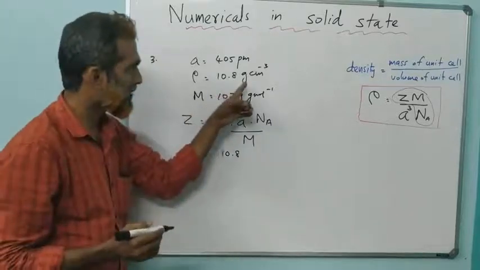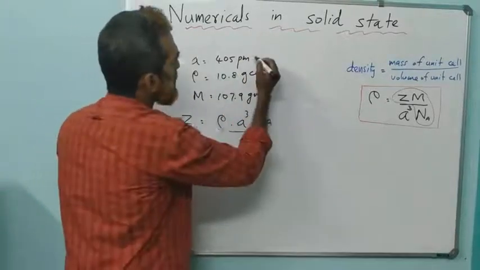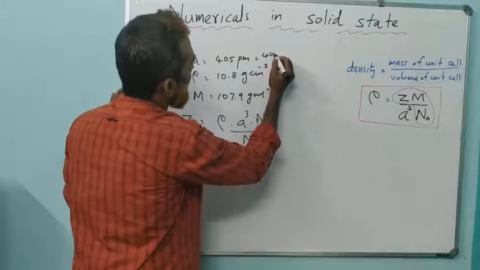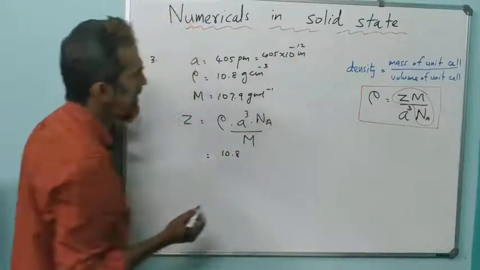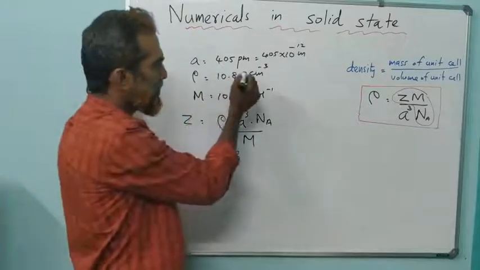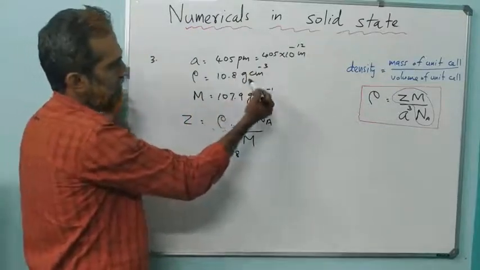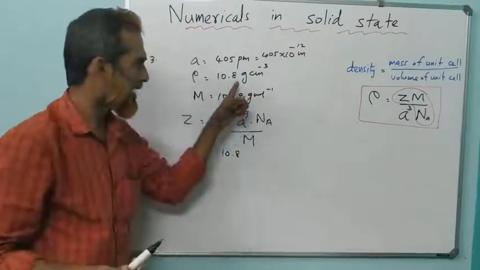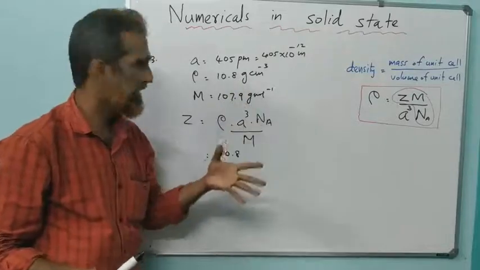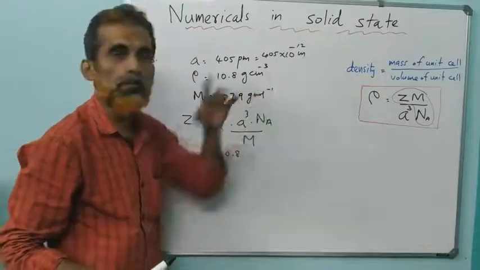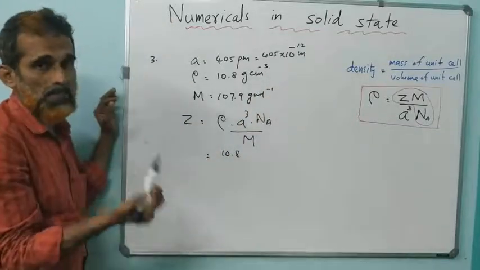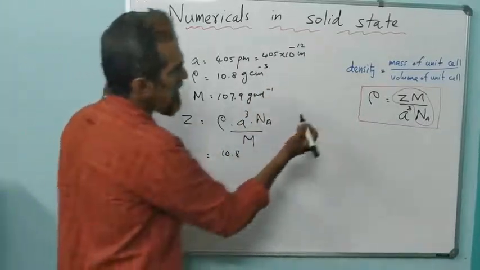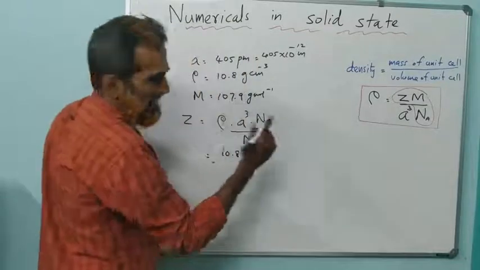See the unit. This is picometer, so this will be meter. 405 into 10 raised to minus 12 meter. This is to be converted into, of course, SI unit. If you keep it gram, it's okay, it will get cancelled. But this is to be converted into meter. Or centimeter minus 3 is to be converted to meter minus 3. That you can easily do, by unit factor method.